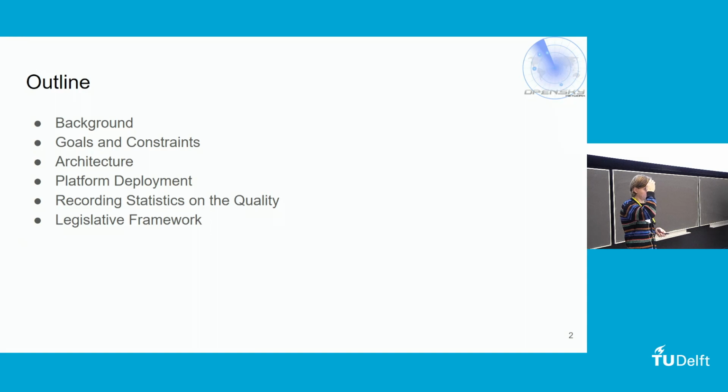Here's the outline. I'll start by talking a little bit about the background, why we do this new feature, and what led us to that, then what the goals and constraints for this new feature were, a little bit about the architecture, how we deployed the platform, a really short insight into recording statistics and quality, and also a short overview about the legislation, because it seems that voice data is more sensitive than the aircraft data or the ADS-B data. So just a quick overview about that.